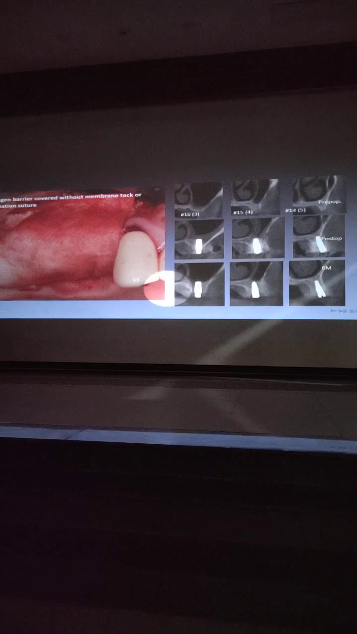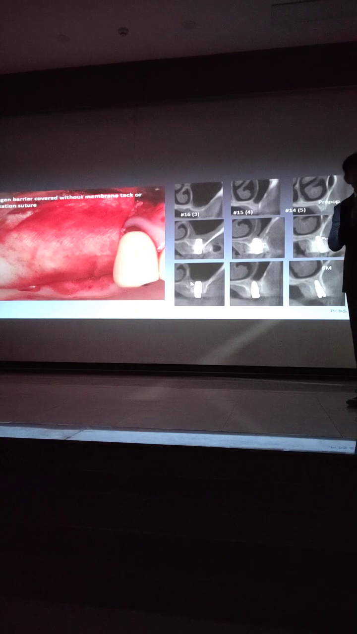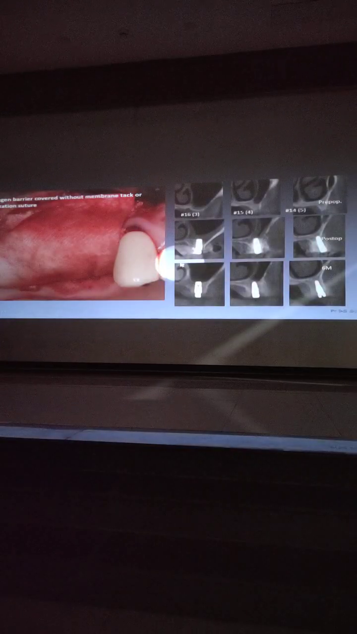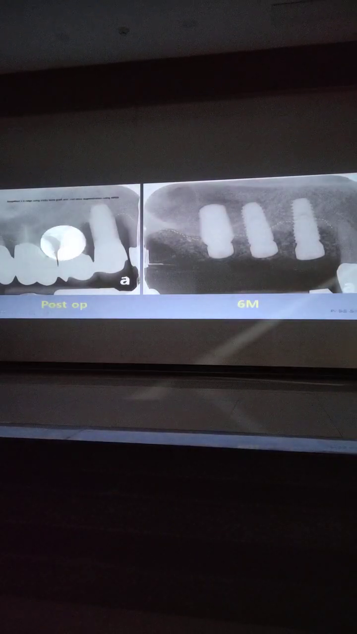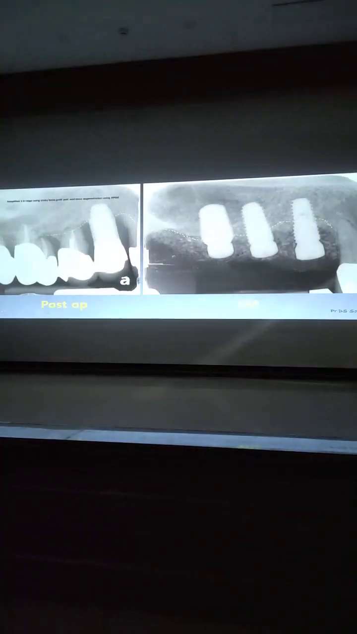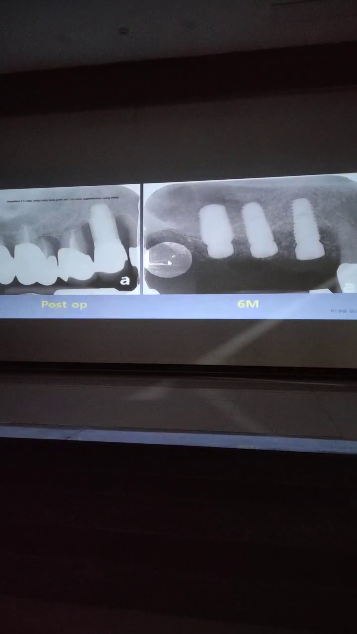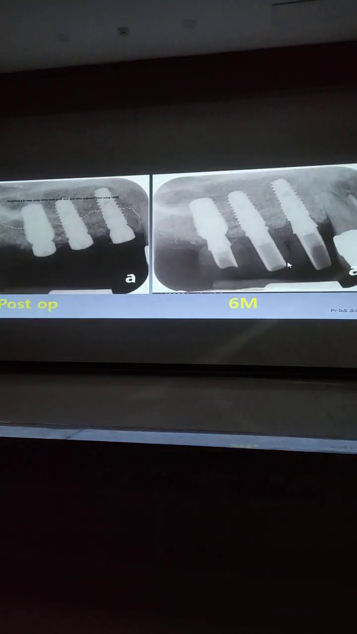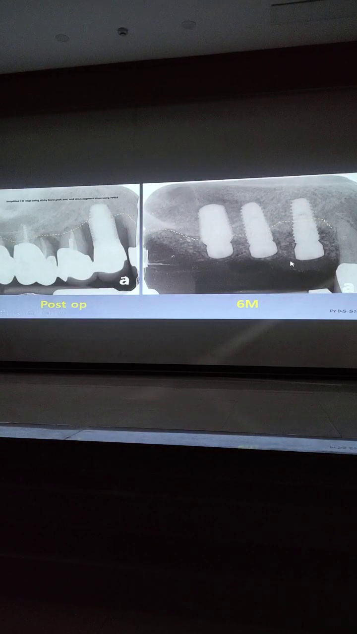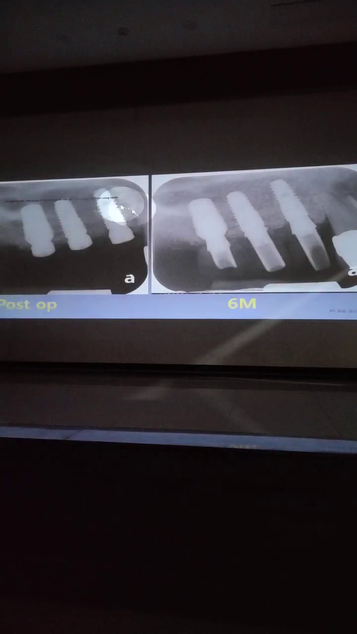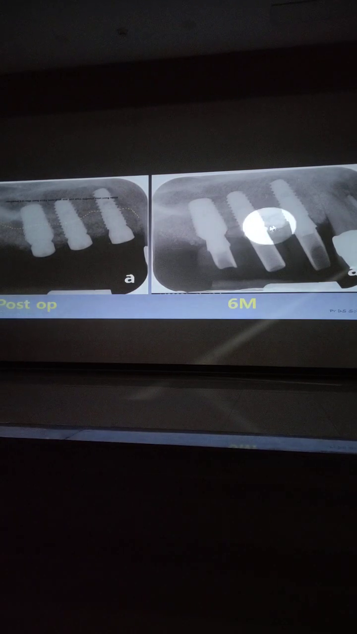This is 6 months healing. Now there is 100% new bone formation in the sinus, and you can see sinus augmentation using implants. This is pre-op. This is 6 months healing. This is the newly formed ridge here. Sorry, this is post-op. This is the pre-op. This is post-op. This is 6 months healing. You can see the newly formed bone over the implant.